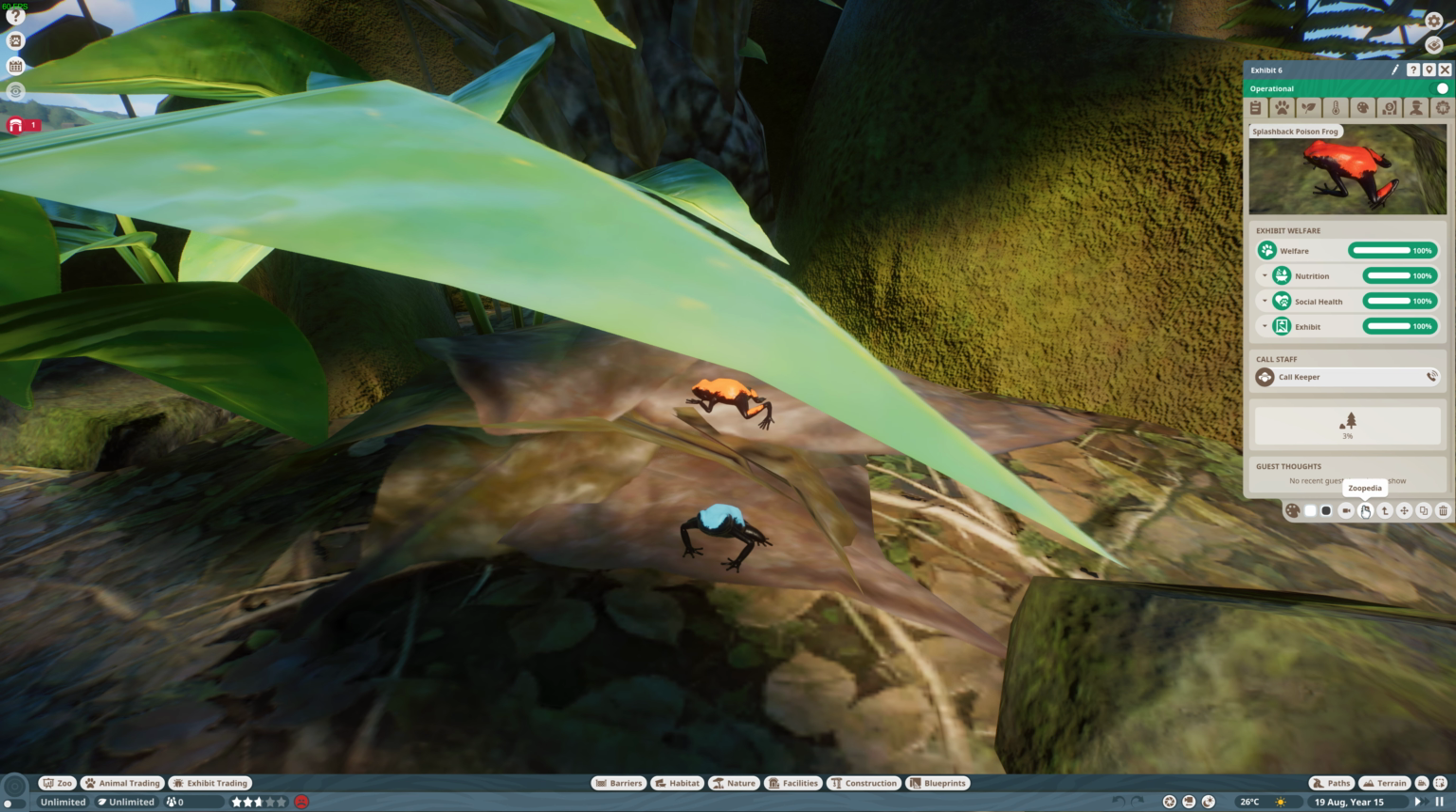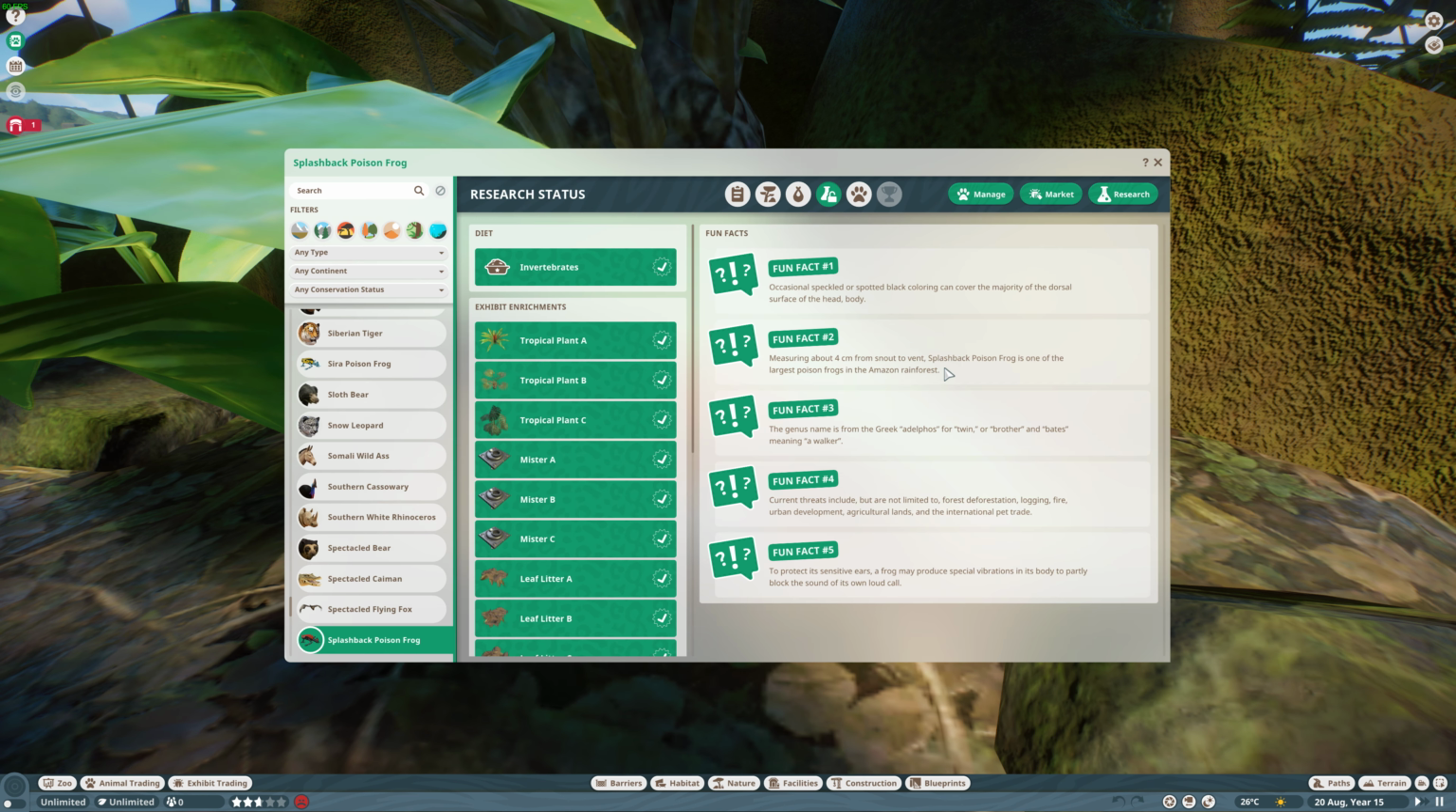Let's have a look at the Zoopedia, see what we've missed out. Characteristic black pattern, measuring 4 centimeters. They are one of the largest poison dart frogs, yep. The Greek name for this Adelphobates was twin or brother in Bates, so it's basically twin walker or brother walker. I mentioned that.